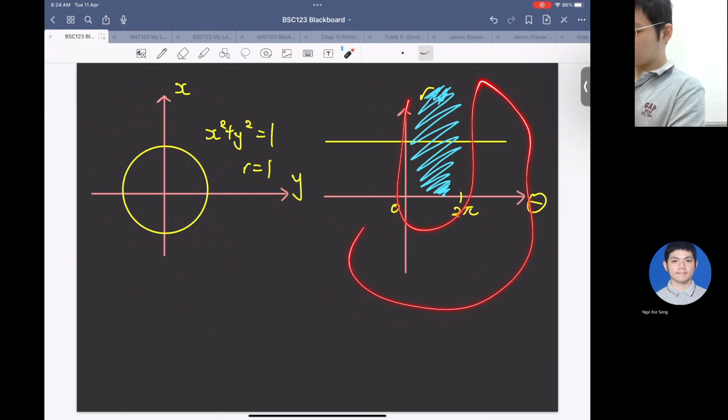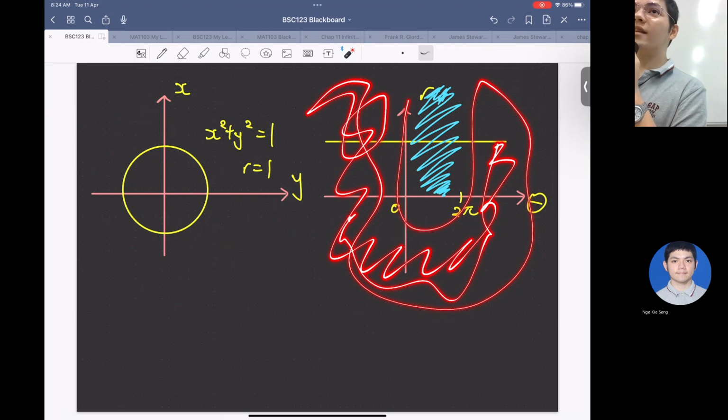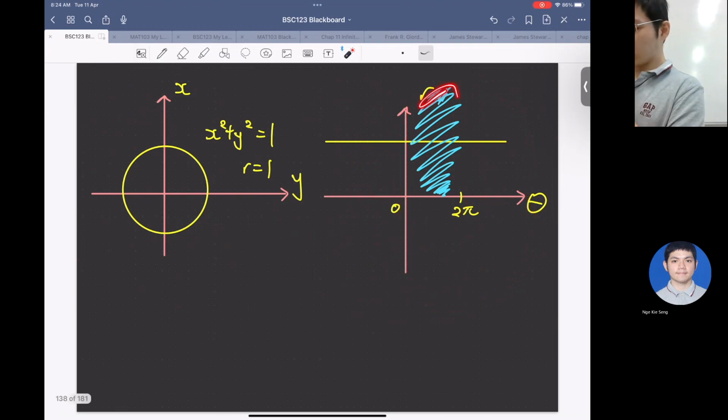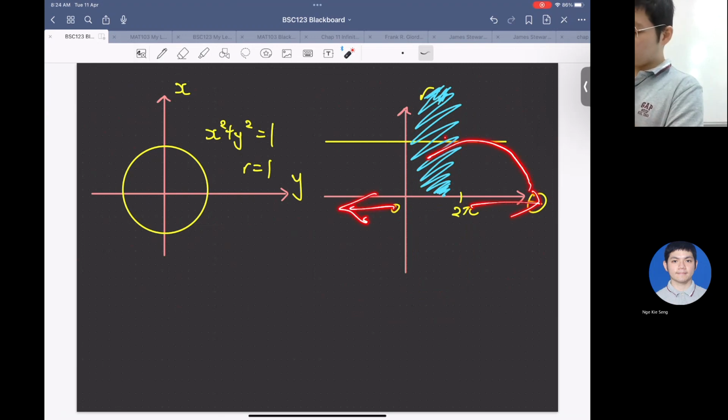So what about this part here? How about this part here? What happened to this part? Actually, we identify them with all the points in this blue region here. So we identify the negative radius between 0 and 2 pi with the positive radius between 0 and 2 pi, and away from 2 pi, we identify them back to this blue region here.